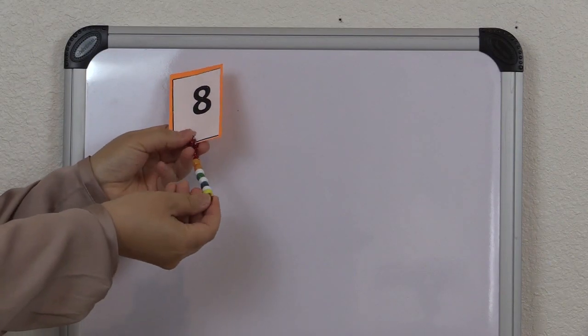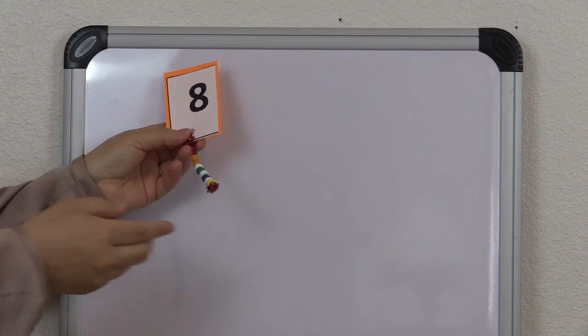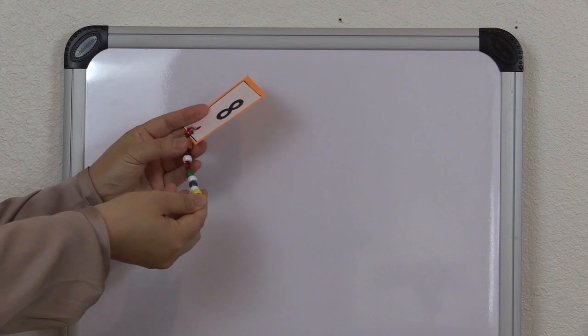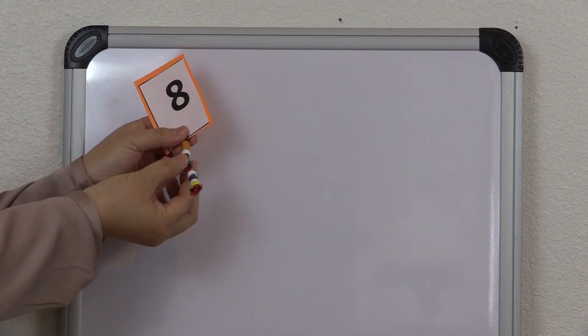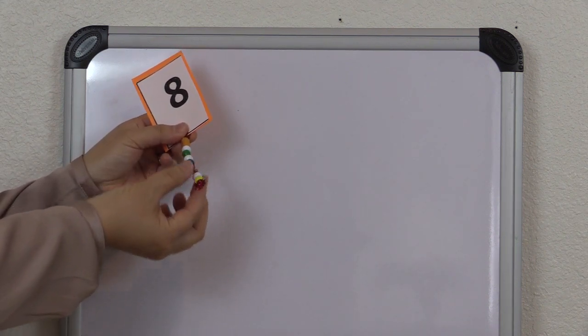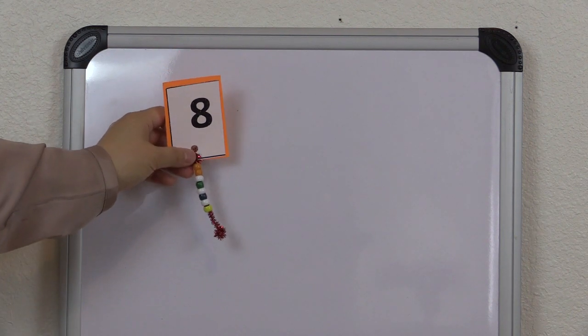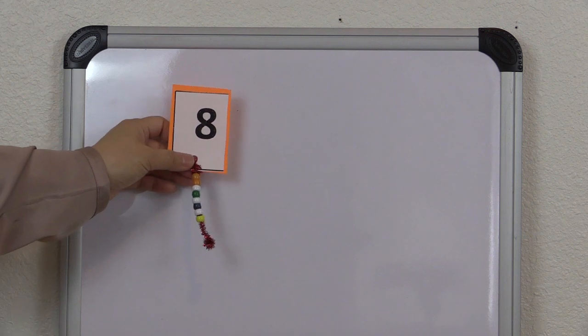Or you can do it this way. This is number 8. I have a shorter pipe cleaner. I cut it in half. Same thing in here. So I have 1, 2, 3. Then I can actually move on to 4, 5, 6, 7, 8. So I know that I have 8 beads. So kids can practice one-to-one correspondence, one at a time.